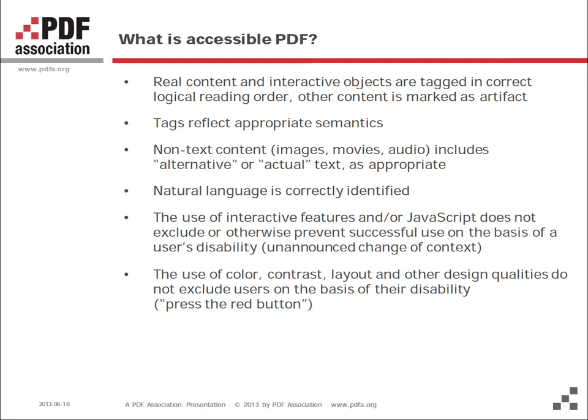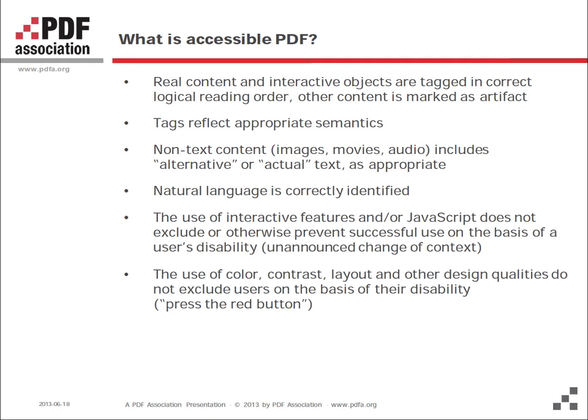Interactive features and JavaScript must not exclude or otherwise prevent successful use on the basis of a user's disability. The most simple and basic example of this would be an unannounced change in context. It's not okay, for example, to have a situation where, when the user focuses on a given form field, a page change would occur. That would be an unannounced change in context, and it doesn't do the user any good at all when you abstract them away from where they thought they were and place them in some completely separate location.